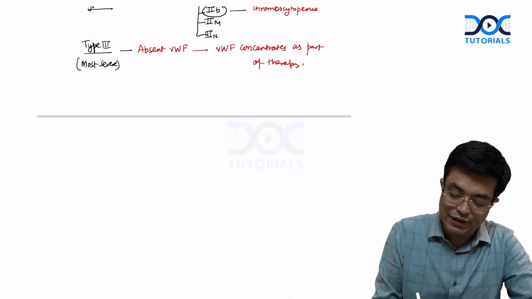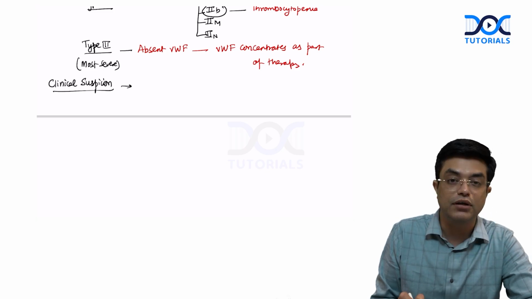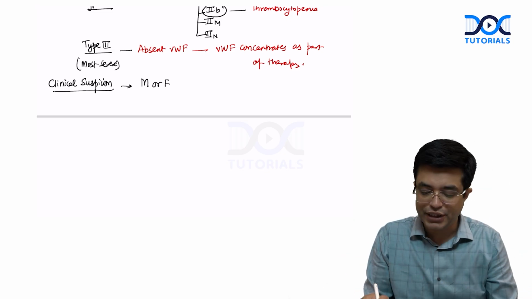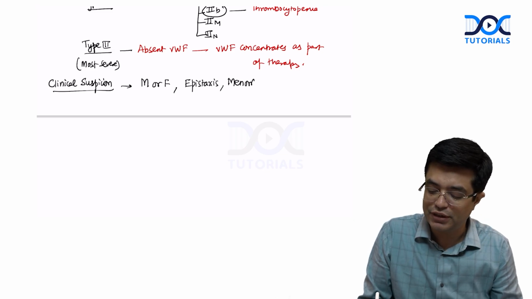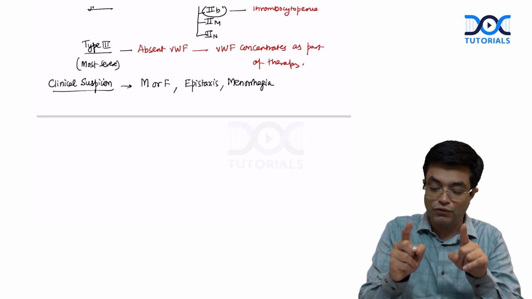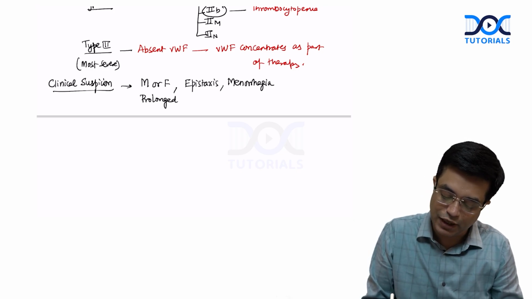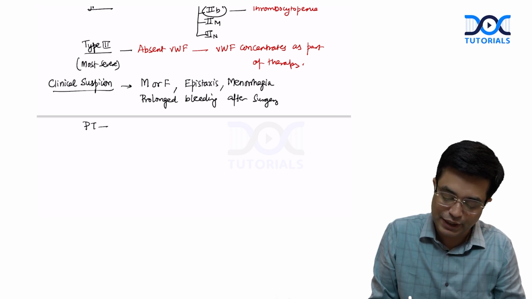But you need to remember that whenever von Willebrand disease is given in the question, clinical suspicion or MCQ suspicion should occur if it is either male or female, because it can occur in both genders. There will be epistaxis mentioned. If it is a girl, they will mention menorrhagia. These are the buzzwords, the keywords you need to watch for. And they will say there is prolonged bleeding after surgery. And in these patients, prothrombin time will be normal.